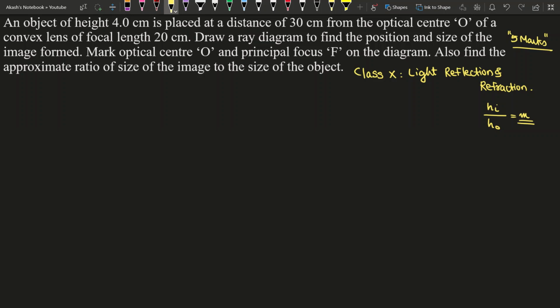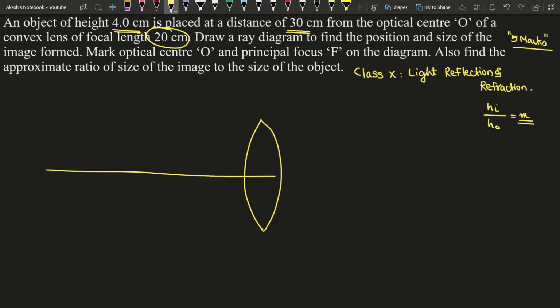In the question, they have given that the object of height 4 centimeter is placed at a distance of 30 centimeter from the optic center, and the focal length of the convex lens is given as 20 centimeter. So by having this data, we can plot a rough diagram. That means we are having a convex lens. So we are having the principal axis. This point, the center of the lens, is called optic center. For the drawing purpose, you can give a middle connection to it.